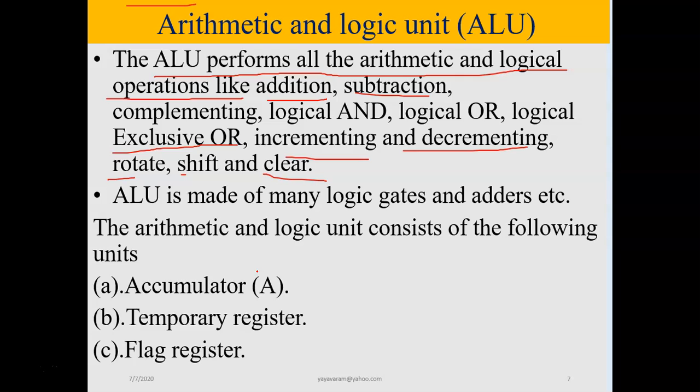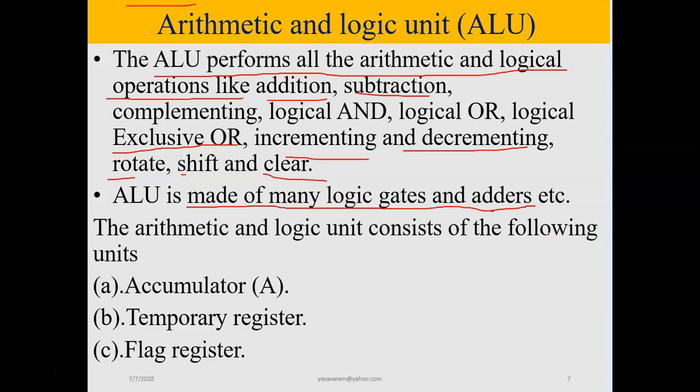So it is basically an electronic circuit which can perform all these operations. That's why we say the ALU is made of logic gates and adders, as you know already in your digital electronics. The logic gates can perform OR gate, AND gate, XOR gate operations. They will perform various logical operations. And adders, binary adders, subtractors, you have seen them in your digital electronics. So the ALU is a combination of various logic gates, binary adders, etc.